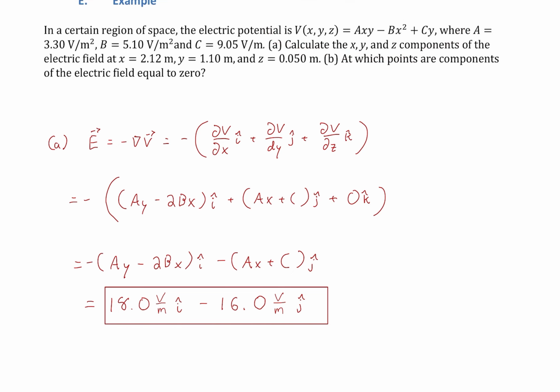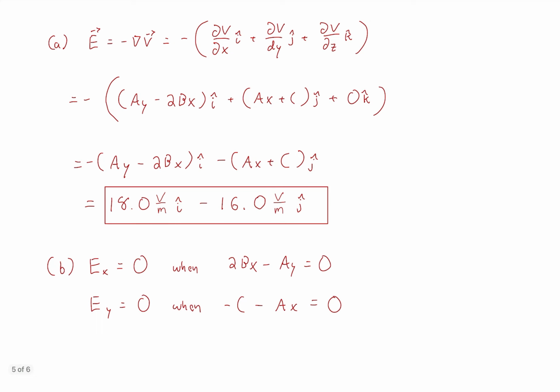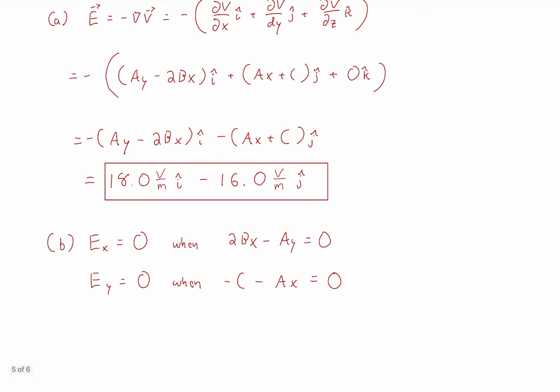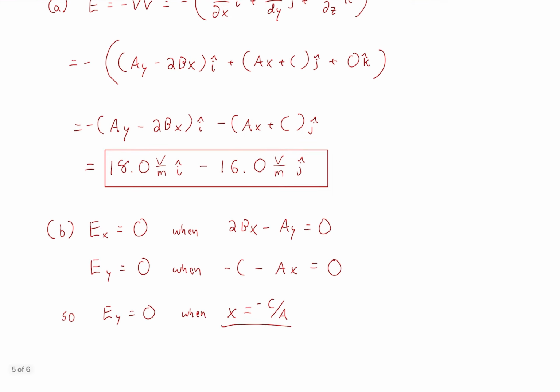All right, good. Now, follow-up question, at which points are components of the electric field equal to 0? Well, let's see. Basically we need to find out where the 0 points are. So I consider setting the x component of the electric field equal to 0 and the y component of the electric field equal to 0. If I do that, then I have these two functions and I can actually set up and solve for them. So I can say that the y component is equal to 0 whenever x is just equal to negative c over a. So there's only one variable here.